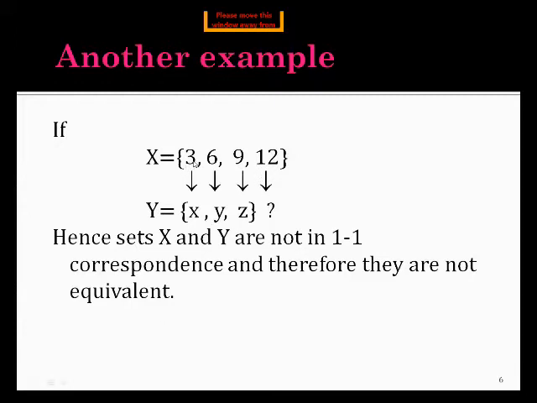So here 3 corresponds to x, 6 corresponds to y, 9 corresponds to z, and 12 corresponds to which one? There is no other element to which 12 corresponds. So these are not equivalent sets, because in the set X we have 4 elements and in the set Y we have only 3 elements. So these sets are not equal sets, or we call them not equivalent sets. Hence, set X and set Y are not in one-to-one correspondence. Therefore, they are not equivalent sets.